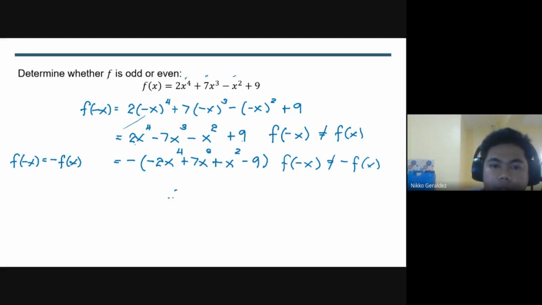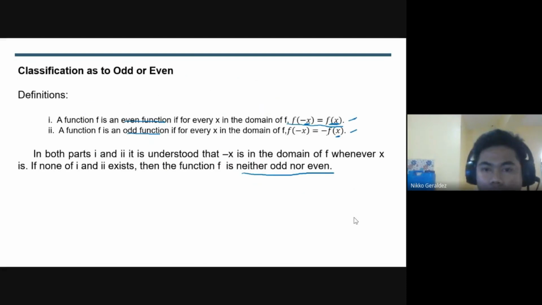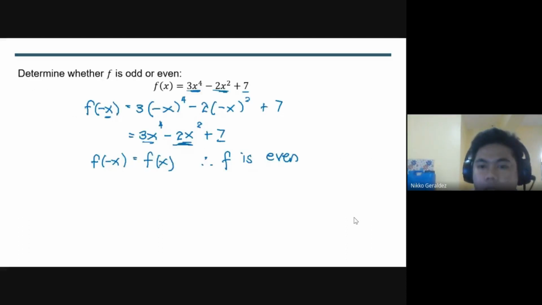So, therefore, the function is neither odd nor even. So, there. Any questions? If none of definition 1 and 2 holds, then the function f is neither odd nor even.